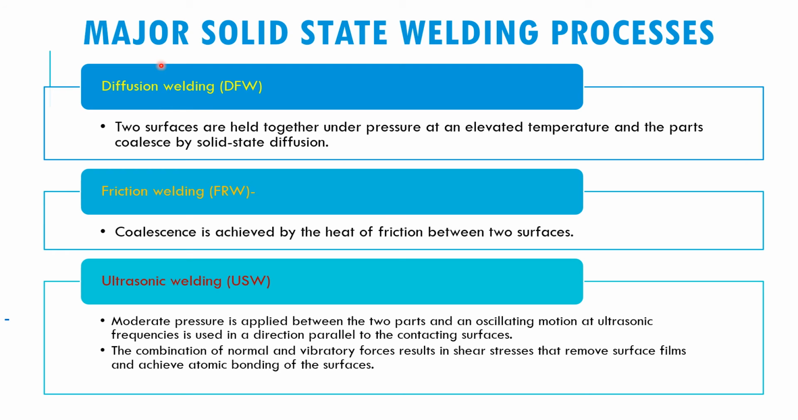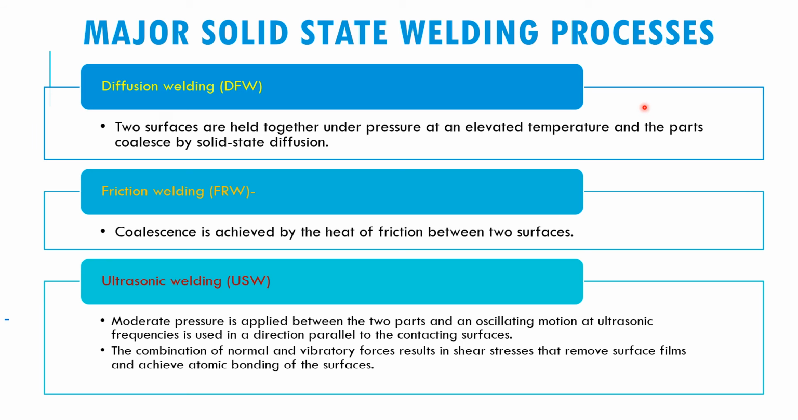The next one is friction welding. In friction welding, coalescence is achieved by heat and friction between two surfaces. We're going to look at this one in detail later. And the last one is ultrasonic welding. Moderate pressure is applied between the two parts, and then an oscillating motion of ultrasonic frequencies is used to weld the parts together.